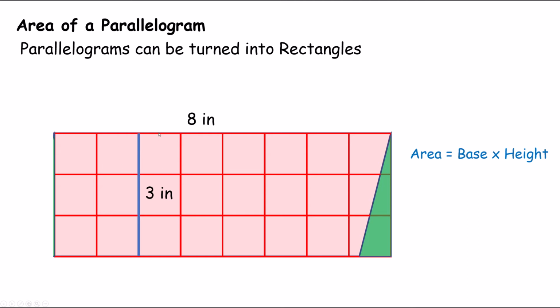Notice that the measurements that I use are the length of the base, and I don't measure the original measure that was given to me, that original slanted line. Instead, I want to see how tall it is, the height, and the height is found by making a line perpendicular to the base. Area equals base times height. Or in this case, this was an 8 by 3, and we could see that it takes 24 inch squares, or squares that measure 1 inch by 1 inch.